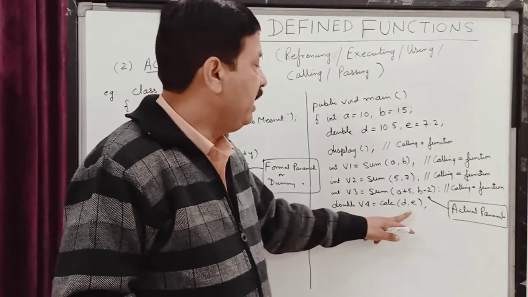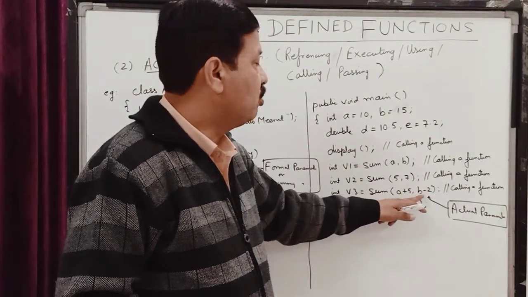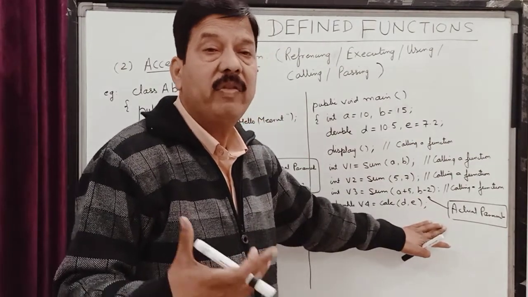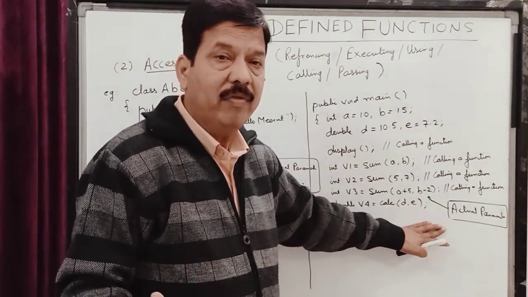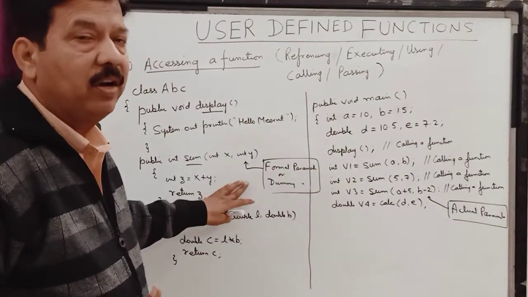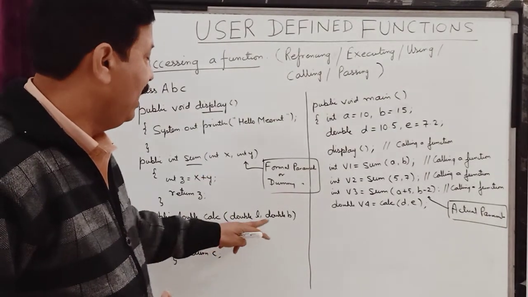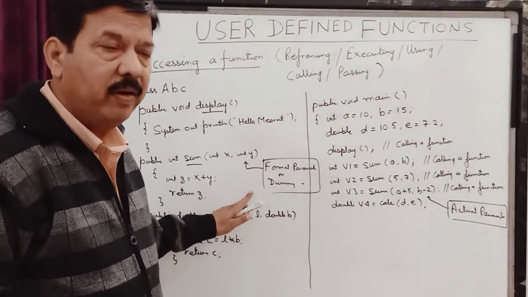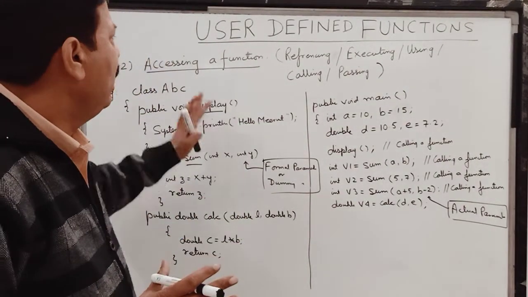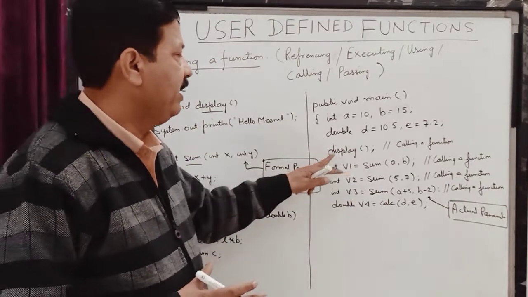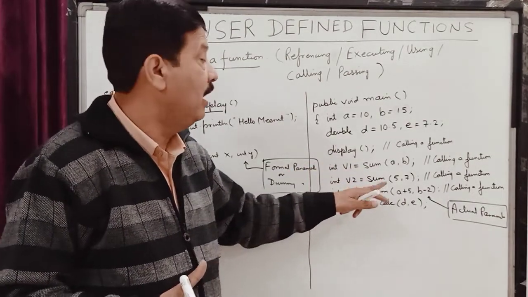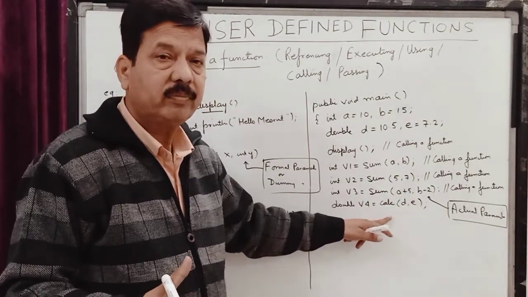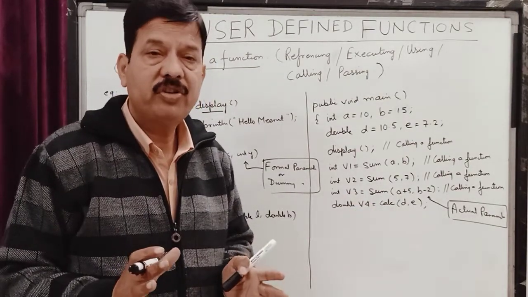So d and e, or a plus 5, b minus 2, 5 and 7, a and b, these are the actual parameters because they are used at the time of calling a function, and x and y, L and b, which are used in defining a function, are called formal parameters. And children, we are accessing a function by stating the name of the function followed by the list of parameters being sent enclosed in parentheses. So I hope accessing of a function is clear.